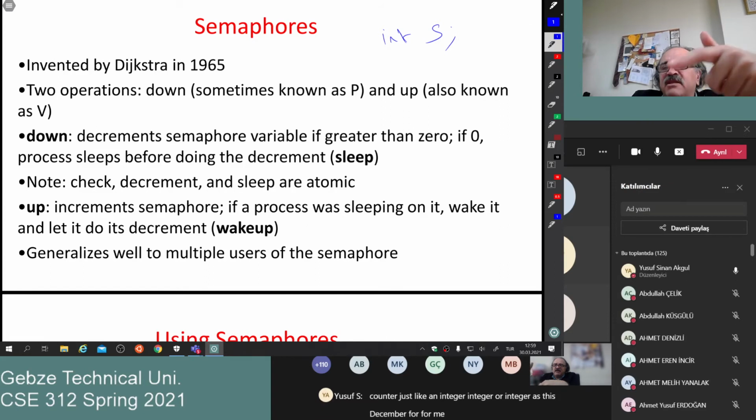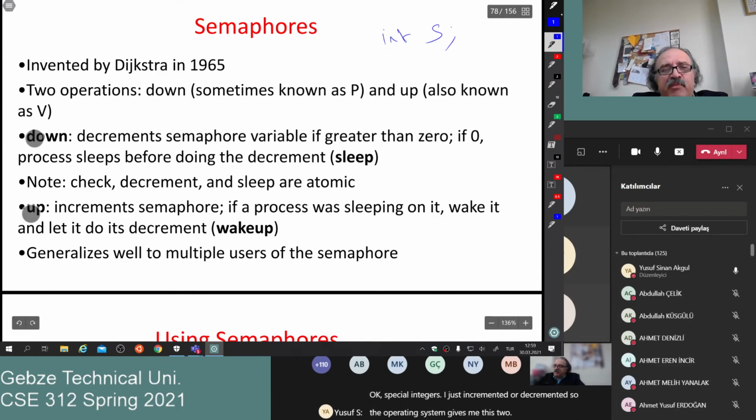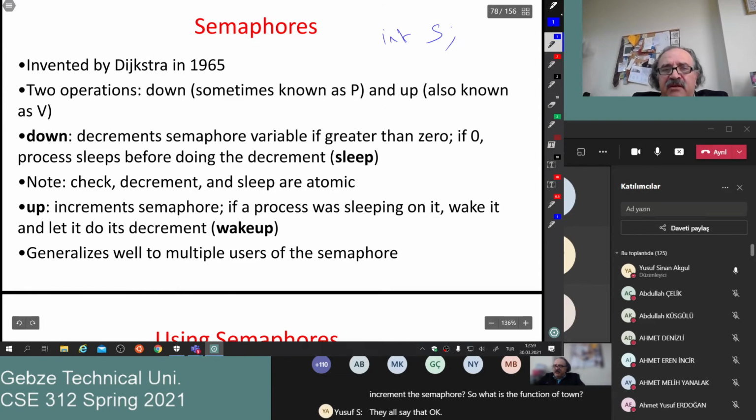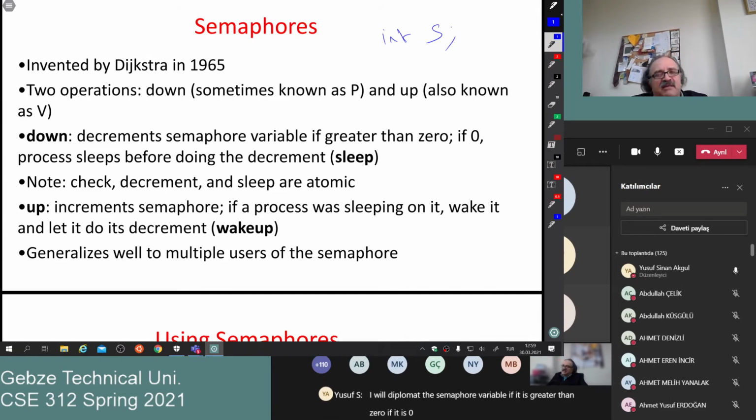So what can I do with an integer? I would increment it or decrement it. That's it. Special integers: I just increment or decrement them. So the operating system gives me two operators: decrement the semaphore or increment the semaphore. So what is the function of down? Down says that I will decrement the semaphore variable if it is greater than 0. If it is 0, I cannot decrement it. It's a positive integer.